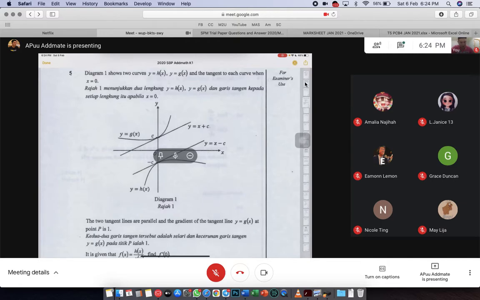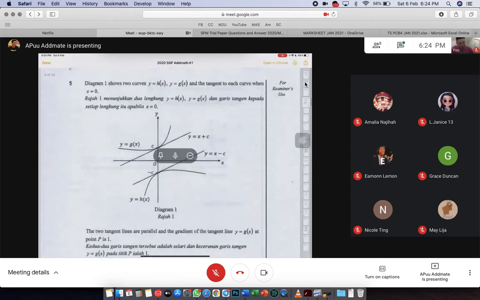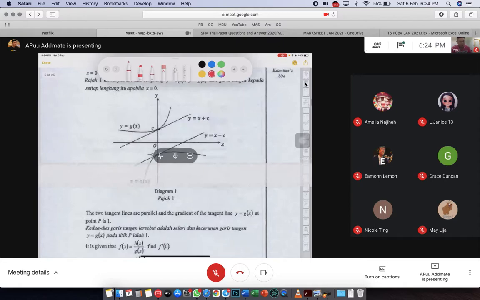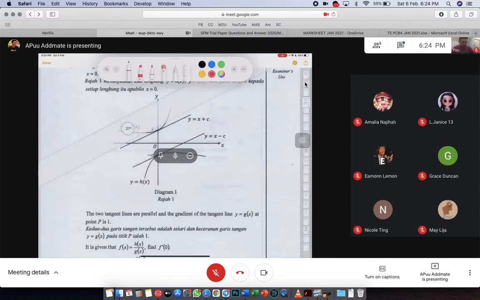Question says that the diagram shows there are 2 curves, y equals to hx, and also another one is y equals to gx, and the tangent to the curve. Alright. Perkara yang pertama sekali kan, the first thing that you must know is that when we talk about tangent, that is actually your straight line kan? The straight line that pass through your curve at that particular point. So sekarang you ada straight line ni. You have this straight line.